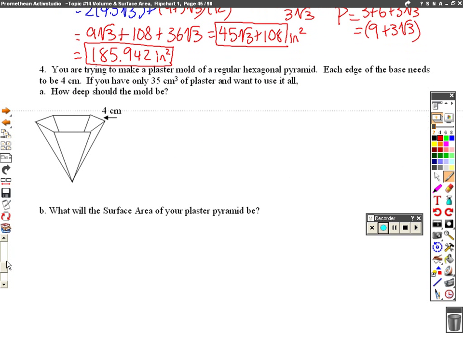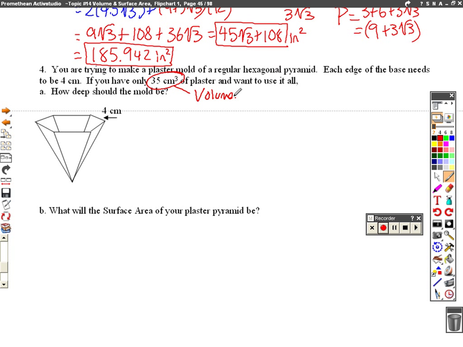All right, last but not least, you're trying to make a plaster mold of a regular hexagonal prism. Each edge of the base needs to be 4 centimeters. If you only have 35 cubic centimeters of plaster, which would be the volume, and you want to use it all, how deep should you make the mold?